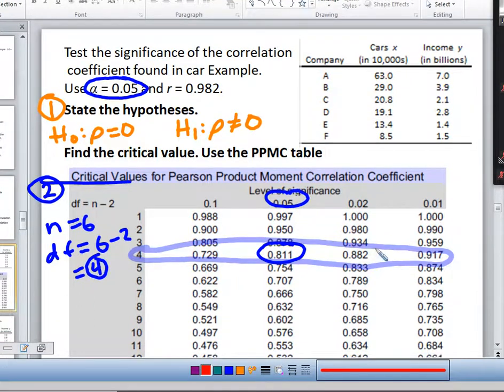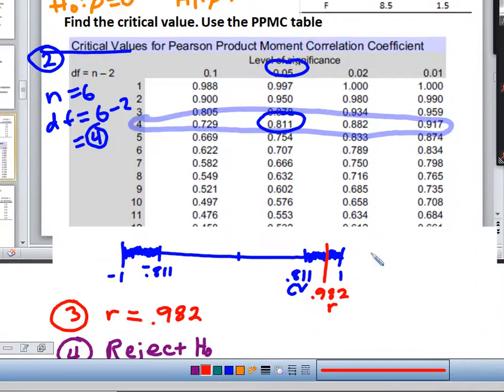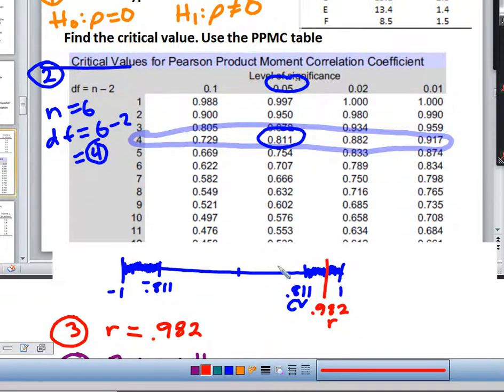So then I need to make a little thing down here. Draw it across. On your notes, this is the example we're doing at the bottom of the third page, where it says example test correlation coefficient found in the car example. The very bottom of the third page. That's where we're at on the notes.